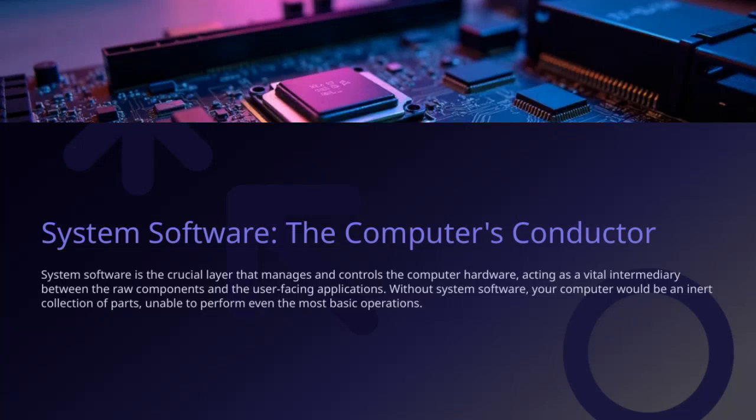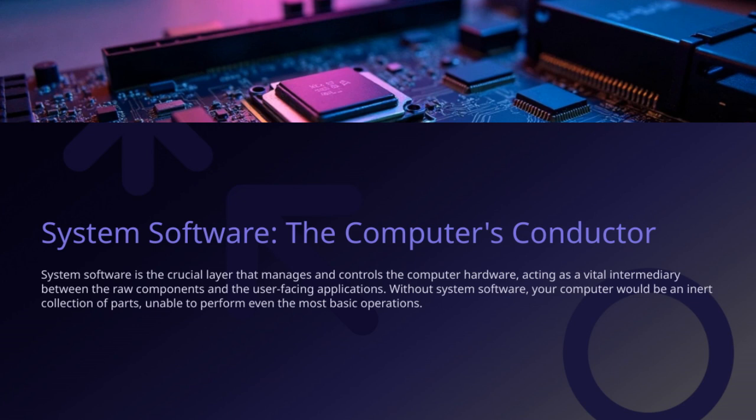System software is the crucial layer that manages and controls the computer hardware. Think of it as a vital intermediary between the raw components inside your computer and the applications you use every day. Without this layer, your computer would just be an inert collection of parts, unable to do even the simplest tasks. It's what makes everything run smoothly behind the scenes.